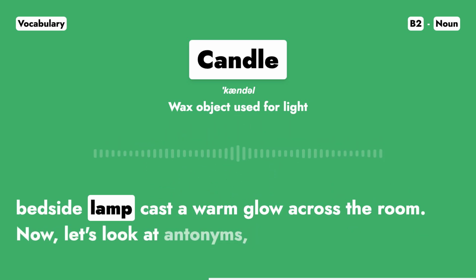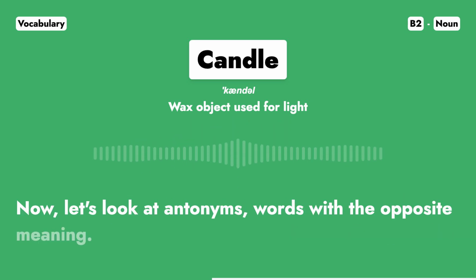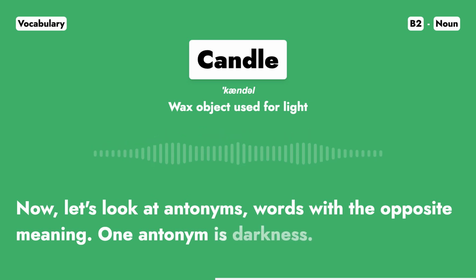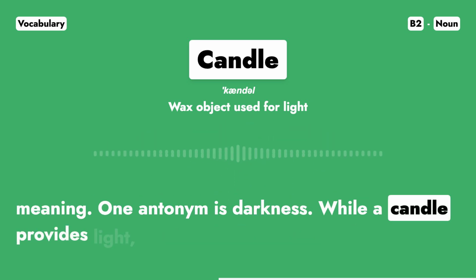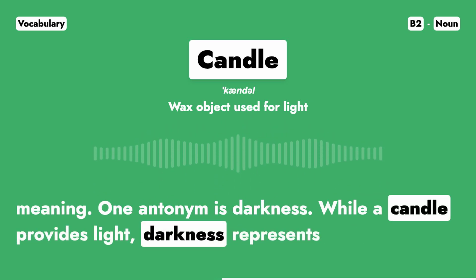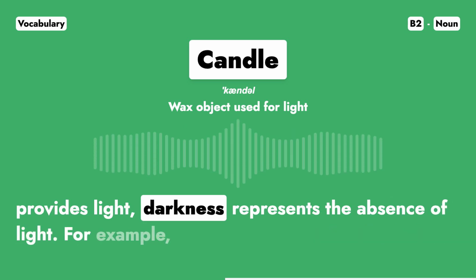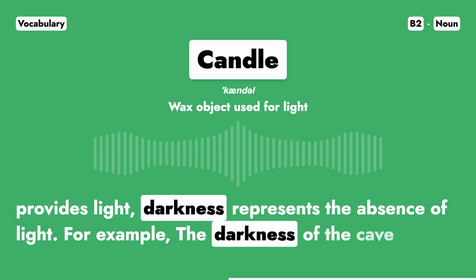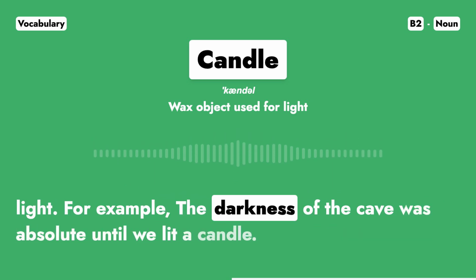Now, let's look at antonyms, words with the opposite meaning. One antonym is darkness. While a candle provides light, darkness represents the absence of light. For example, the darkness of the cave was absolute until we lit a candle.